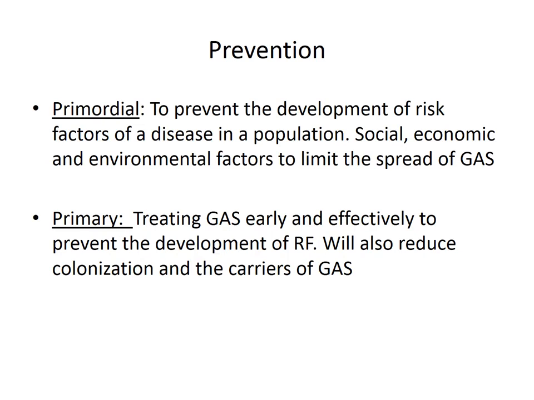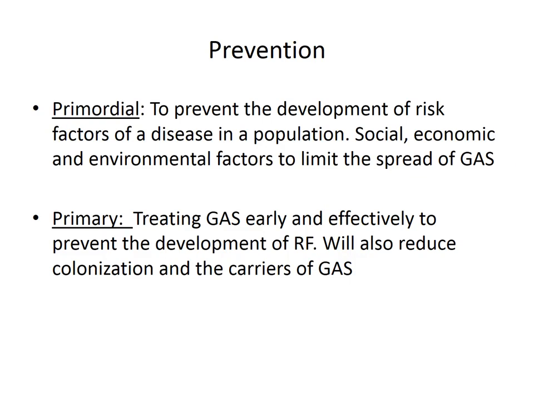Primordial prevention is to prevent the development of risk factors of a disease in a population. This is the definition of primordial prevention. In our case, it includes social, economic, and environmental factors to limit the spread of group A strep, and we will talk more about that shortly.